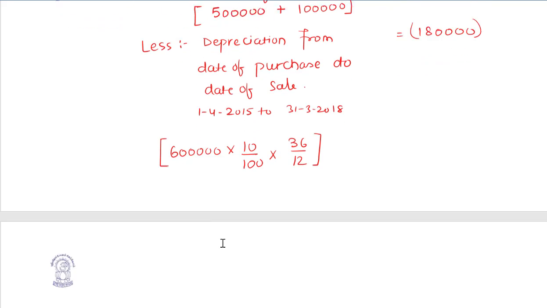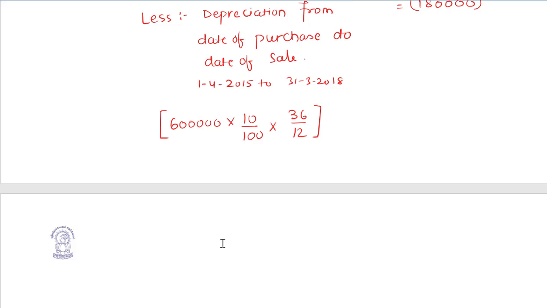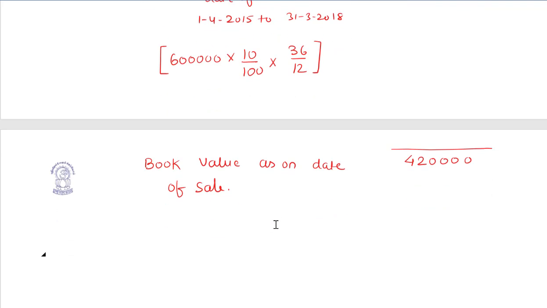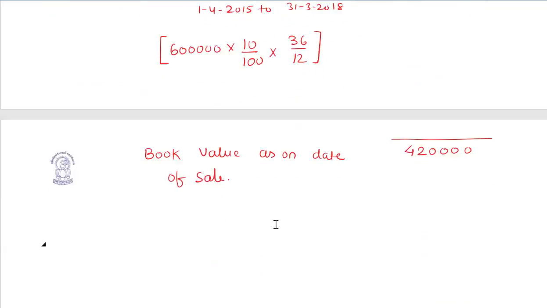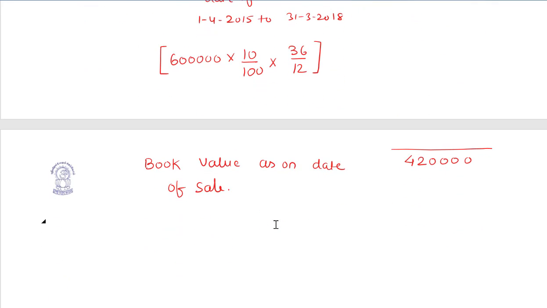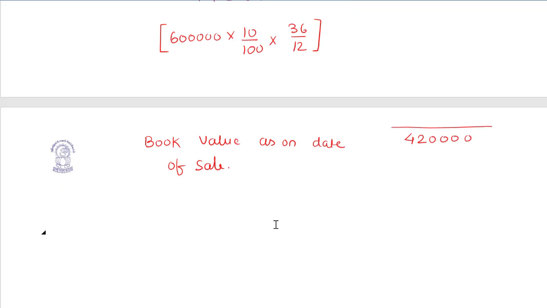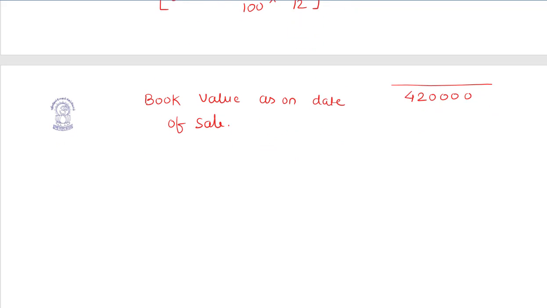So 6 lakh minus 1 lakh 80,000 is 4 lakh 20,000. This is the book value as on date of sale. 6 lakh minus 1 lakh 80,000, that is the depreciation from the date of purchase to the date of sale. We have calculated the book value as on date, that is 4 lakh 20,000.